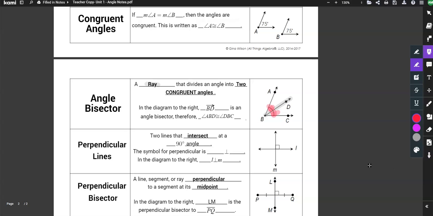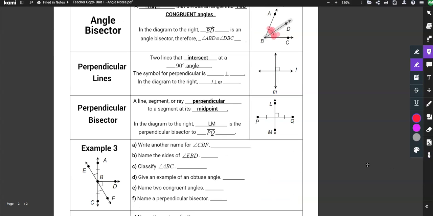Next up, we have perpendicular lines, again reminding us from the vocabulary we did the other day. 2 lines that intersect at a 90 degree angle. The symbol for perpendicular looks like an upside down capital T. And in the diagram to the right, we see that line L is perpendicular to line M. And that's how we read that. Line L is perpendicular to line M.